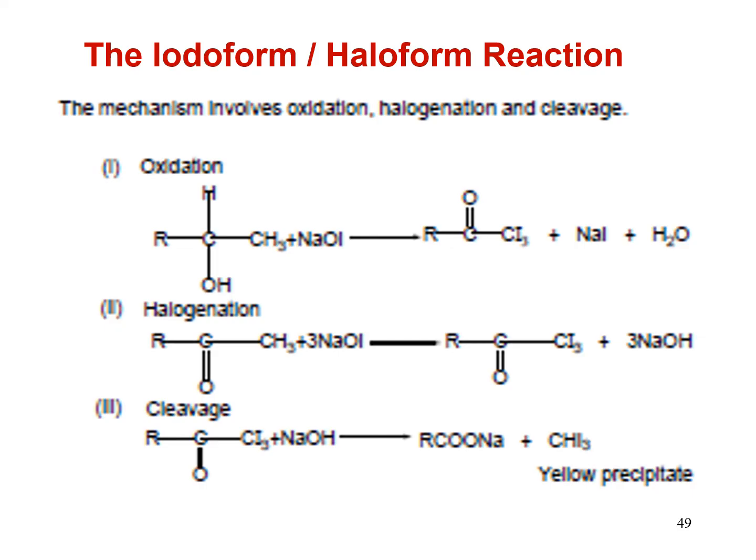But remember, the byproduct of the iodoform or haloform reaction is triiodomethane, which is a yellow precipitate, and that is the iodoform we are talking about. For a compound to undergo iodoform or haloform, it must have a methyl attached to the carbonyl, not ethyl, but methyl. That's why ethanol and 2-propanol can undergo the iodoform or haloform reaction.